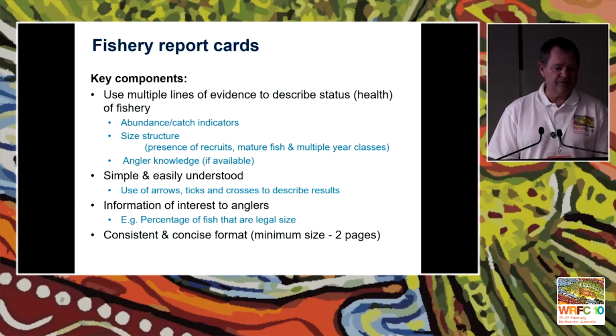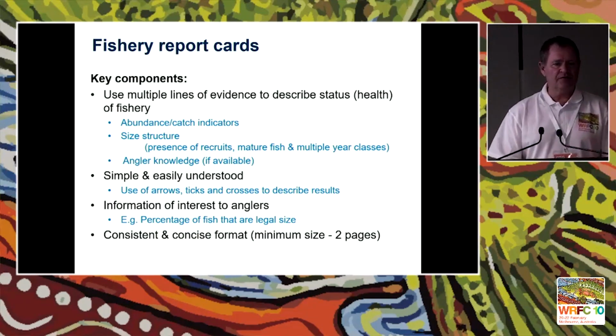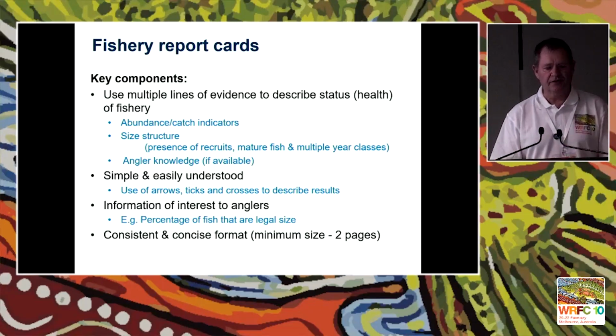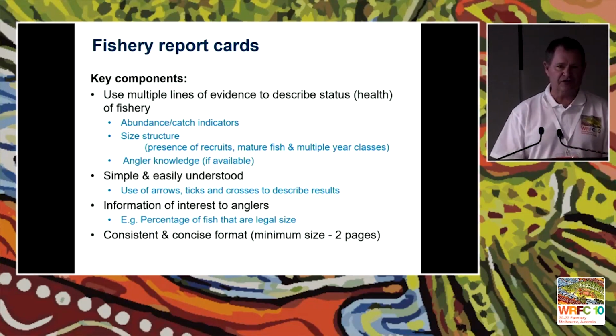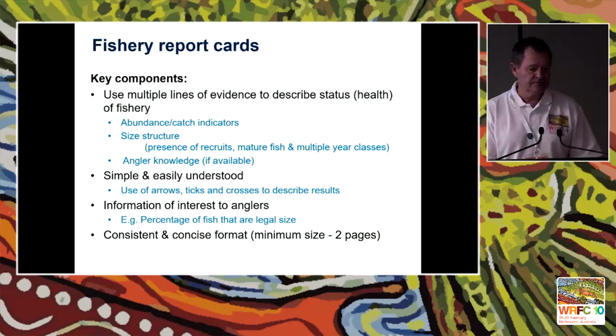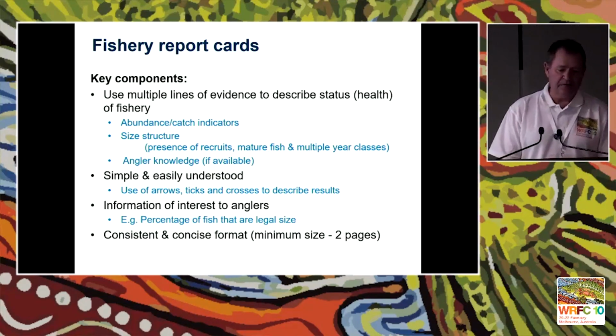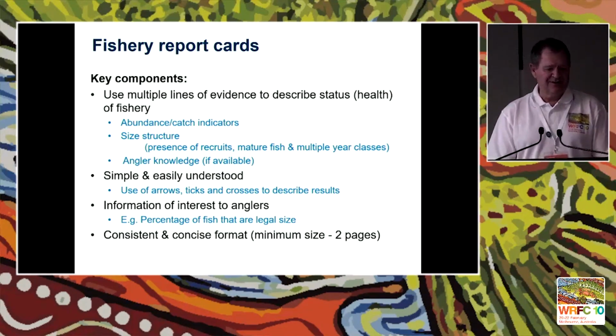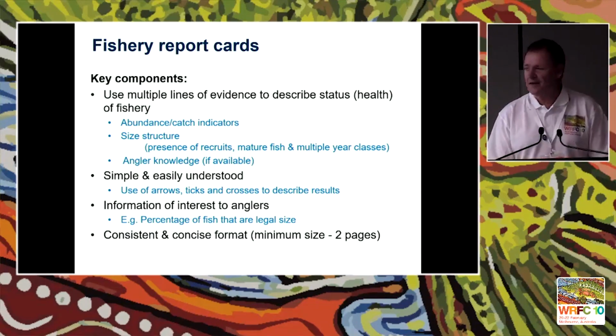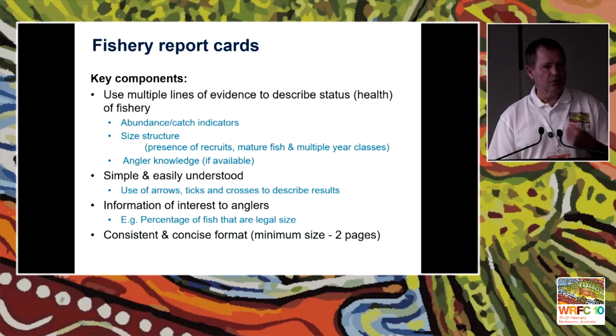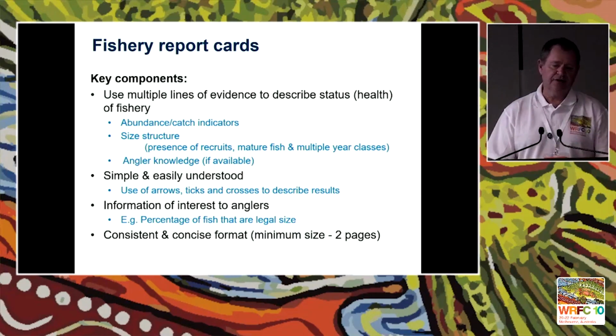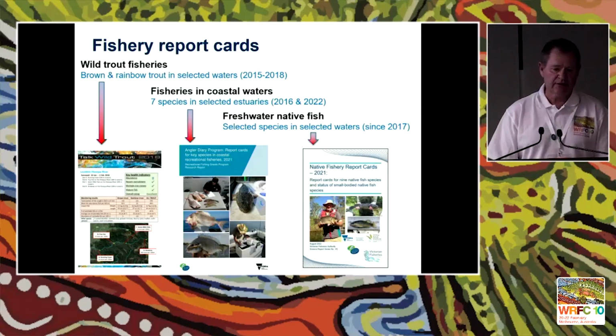When I talk about simplicity, we've gone away from trying to think about complex graphs and all that sort of information, and we've basically broken it down to a series of arrows or ticks or crosses to describe the results that we're seeing. In terms of information about what the anglers can tell us, for example, what's the percentage of the fish that they're catching that are legal size. But at the end of the day, what's important for us is that what we're presenting to the anglers is consistent, and it's in a concise format that they can consume pretty quickly and easily.